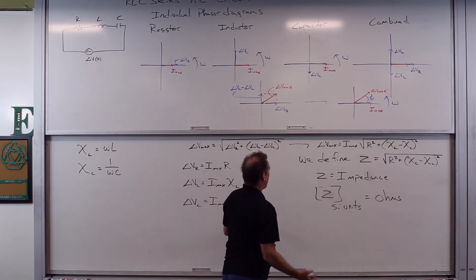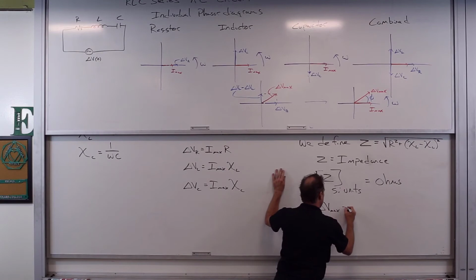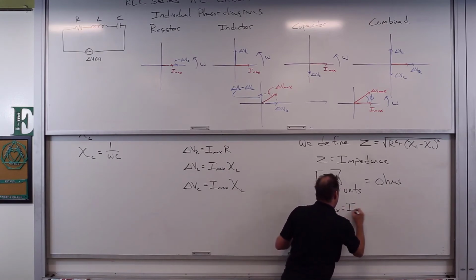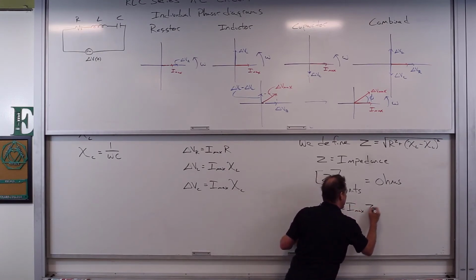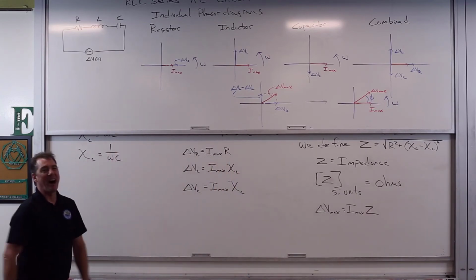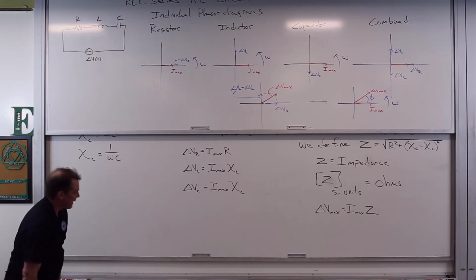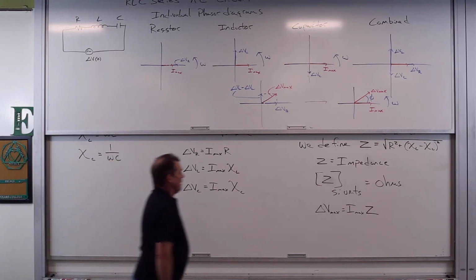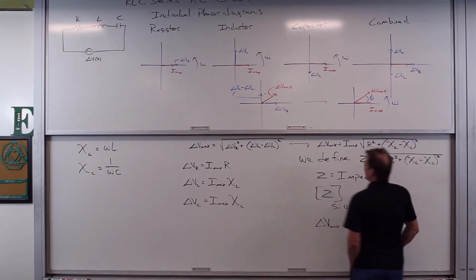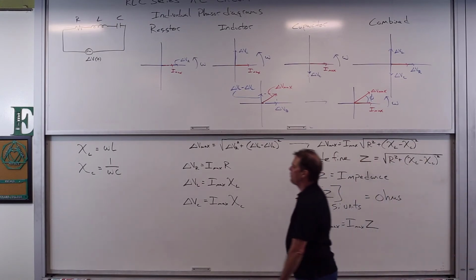Because, what do we have? We've got the ability now to write delta V max is equal to I max times Z, which is like Ohm's law for an AC RLC circuit. So, to be honest, in general, we're not really concerned about the instantaneous potential difference across the resistor, across the inductor, across the capacitor.